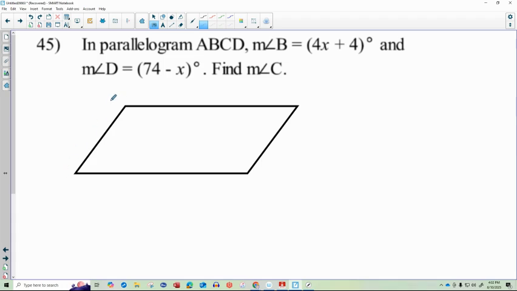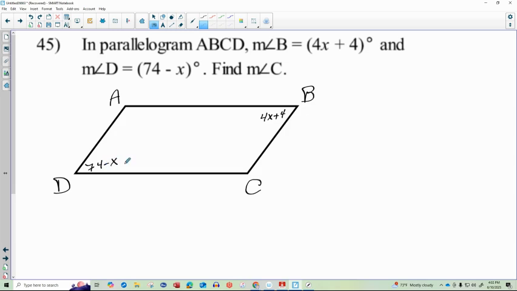So I'm just going to put A, B. Look, if I decide that this is A and this is B, you've got to go around in a circle. That means this has to be C and this has to be D. Make sure you don't ever crisscross. A, B, C, D, go in a circle this way, this way. Don't zigzag. All right? They're telling me that angle B is 4x plus 4, and that angle D is 74 minus x.